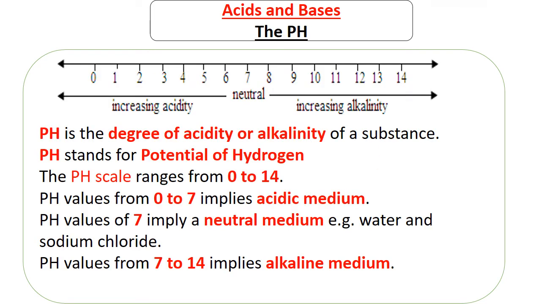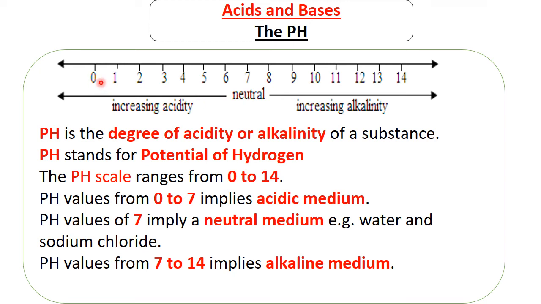Next, look at pH. pH is just a scale which helps us to tell the acidity or basicity of a substance or of a solution. If you have a pH meter which has this scale, you put it in a solution. According to the reading on the pH meter, you'll be able to tell if that solution is an acid, or if it's neutral, or if it's a base.